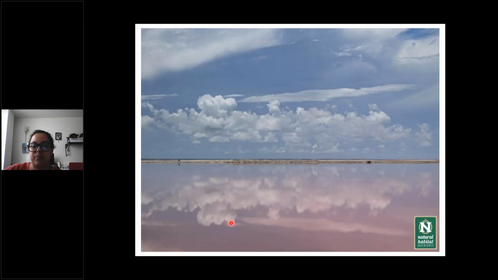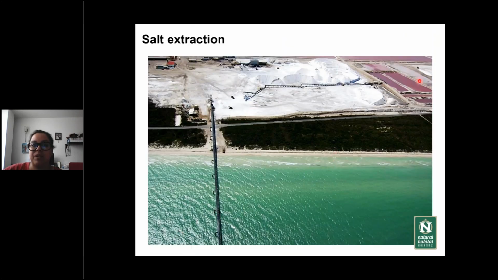You can see there are pinkish waters, red water, bright pink. But it's forbidden to swim there because they have a high concentration of salt. Here you can see the salt extraction area, and well, it's mostly just for view rather than for swimming.